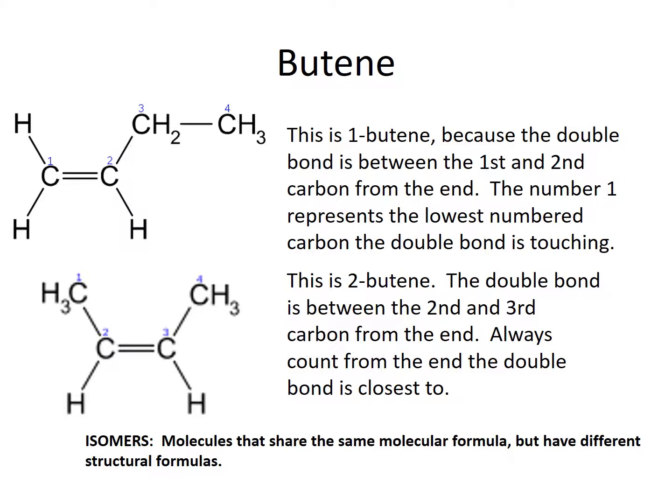The rule is that you name the chain that has the double bond in it with the longest possible number of carbons, so in this case 4, so it's butene, and then you give the number of the double bond the lowest possible number. So the top structure is 1-butene, the bottom structure is 2-butene.